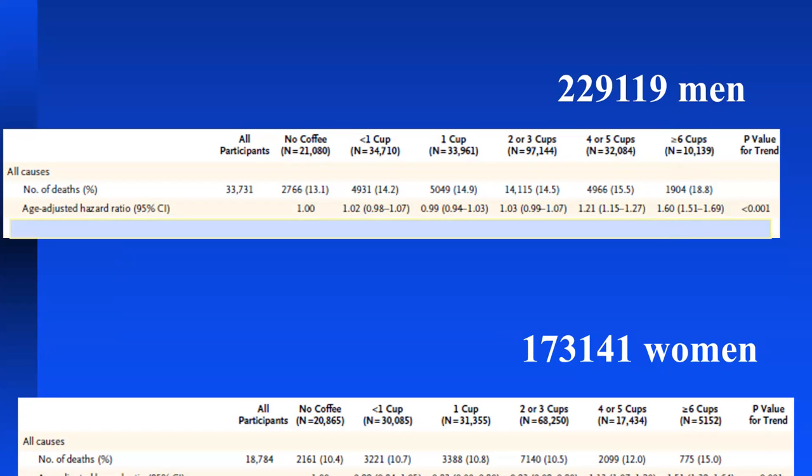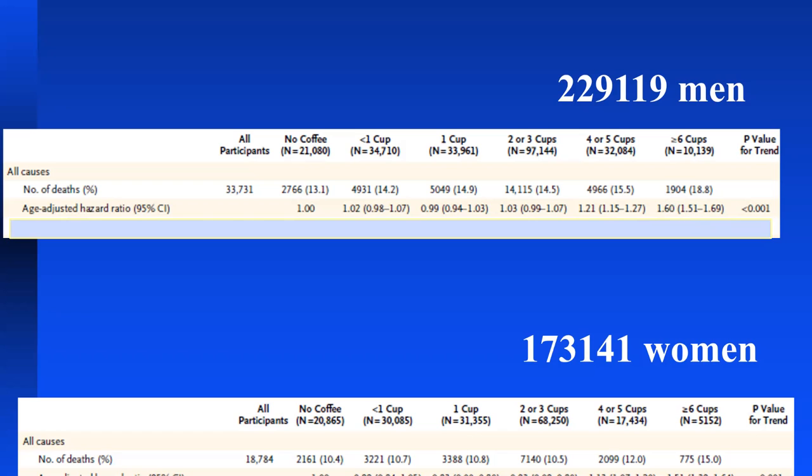Yes. It is 1.5. This means it is above 1. It doesn't cut 1. If it cut 1, below 1 and above 1, this means that there is no significant difference between the two groups. Just a very simple idea. So here, mortality is increased by approximately 60% in the persons who drink 6 cups of coffee or more. And the confidence interval between 1.5 to 1.7 means that it is significant.